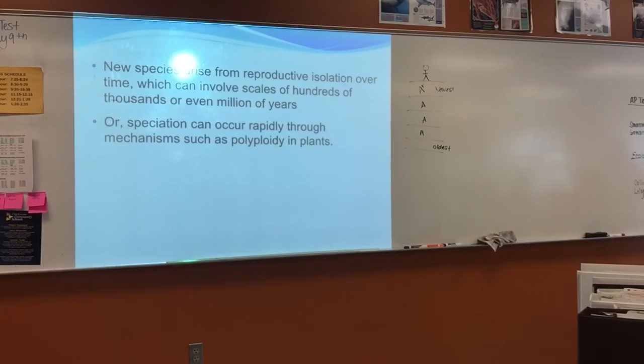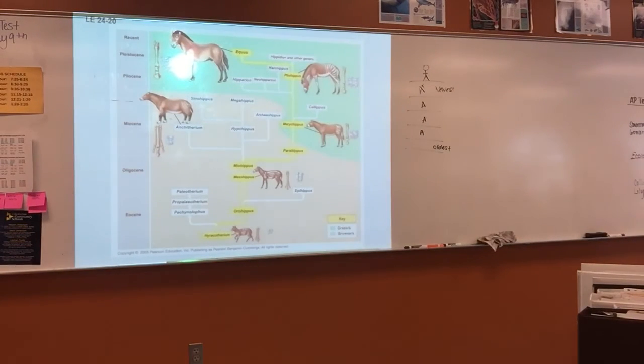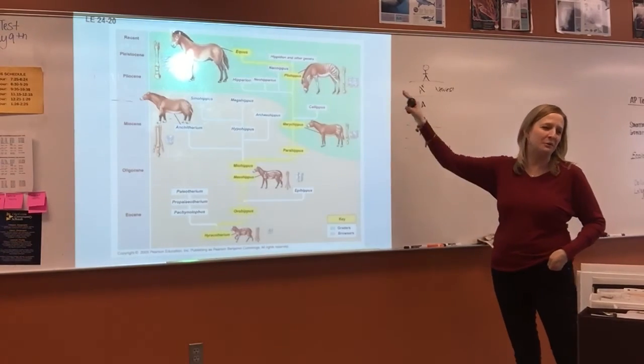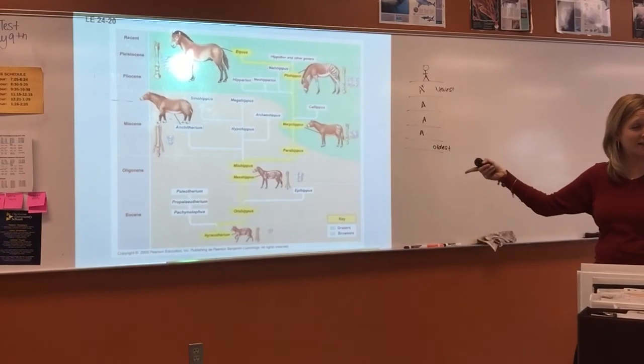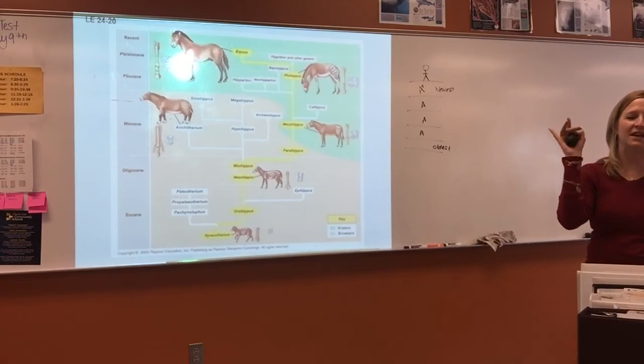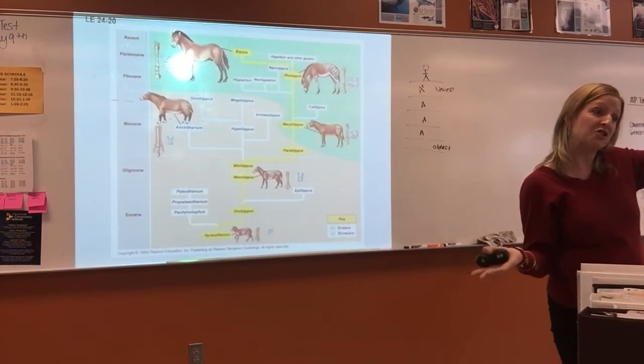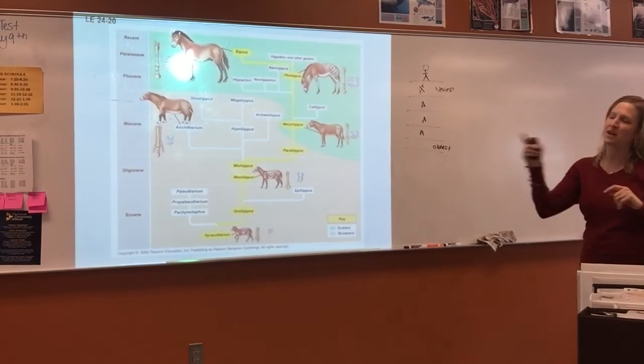I'm going to come back to this horse tree after. They call these a phylogenetic tree, and it shows the evolutionary relationship of the horse. I'm going to come back to this after I teach you, as we get into chapter 25, how to read these trees. So we'll come back to this.